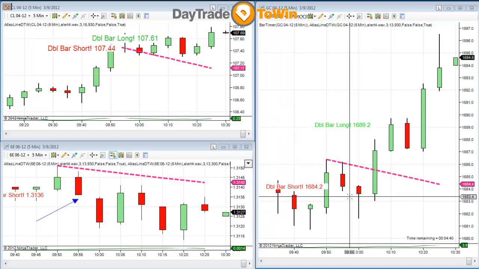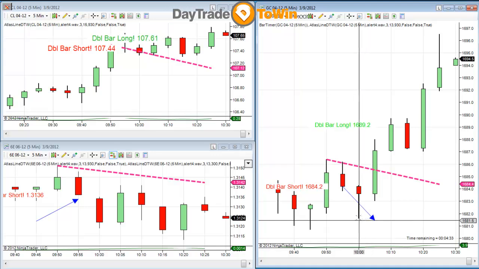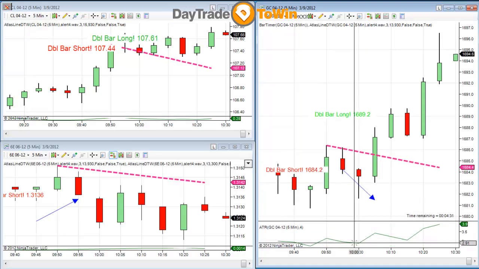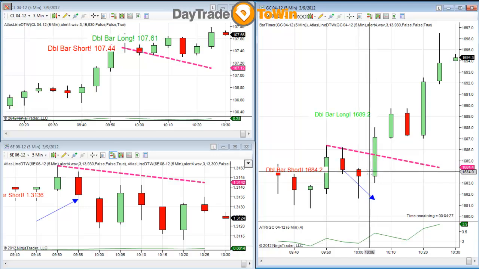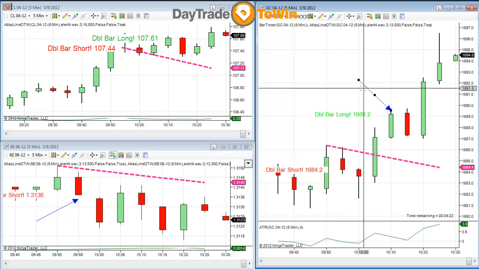A short entry at 1684.20. It went down. Remember, I'm using my average true range to tell me how much profit I should take based on the current market conditions. So there's a short signal, and here's a long signal. This is the gold.